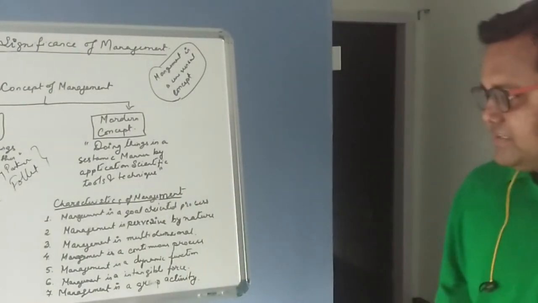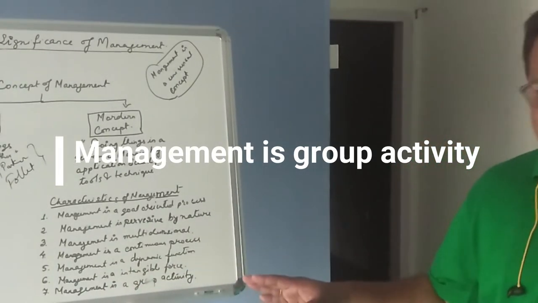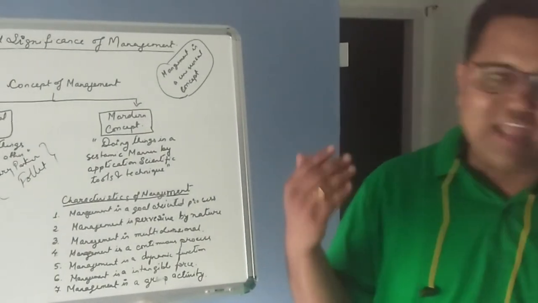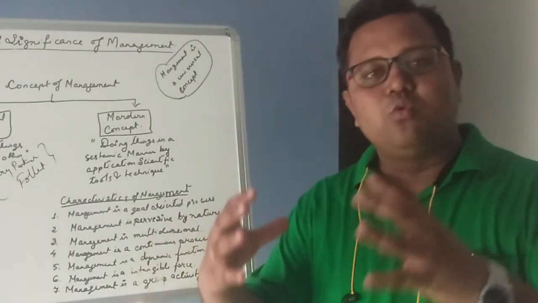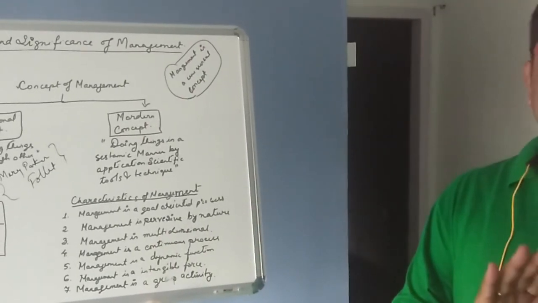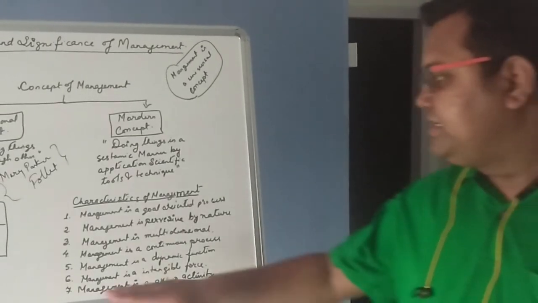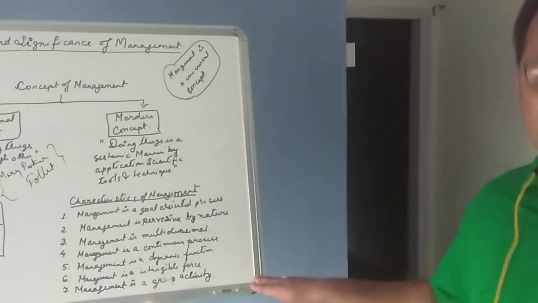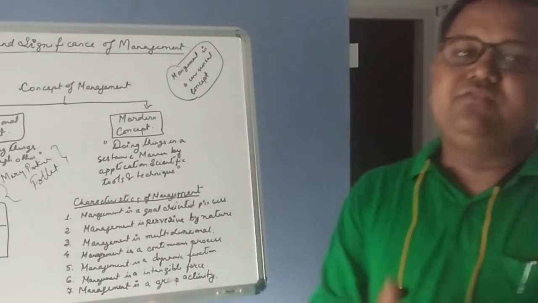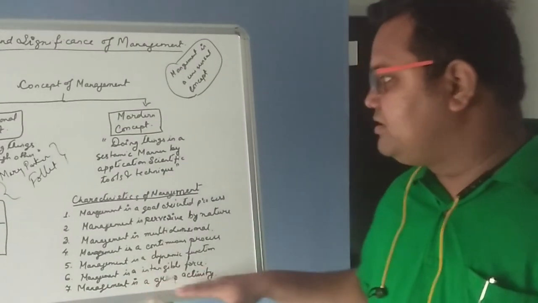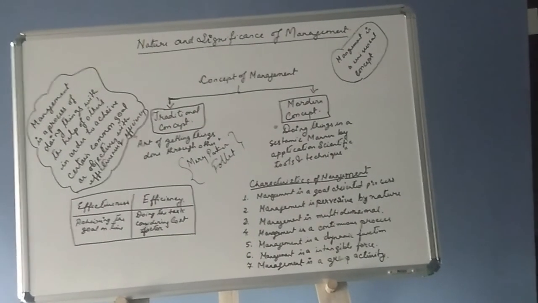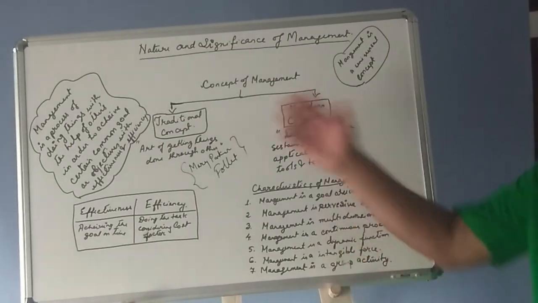The final characteristic is what? Management is a group activity. To execute the other activities, goal, pervasive, multidimensional, continuous, dynamic, intangible, management has to work as a team in a group. Collaboration of every employee, worker, manager, they have to work together. Therefore, it is said that management is a group activity. Individually, they cannot execute any functions of management. In a collective form, they have to do the work. These are the different characteristics of management. Okay, here we shall stop our class.